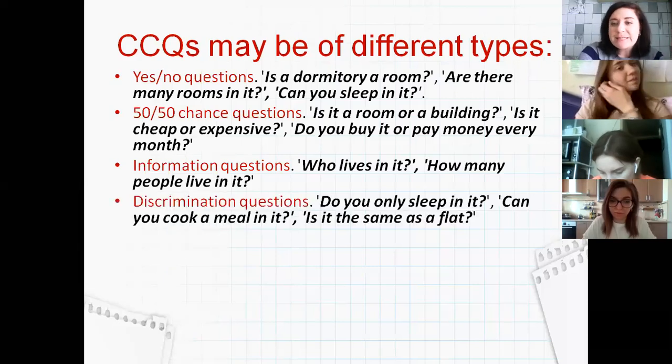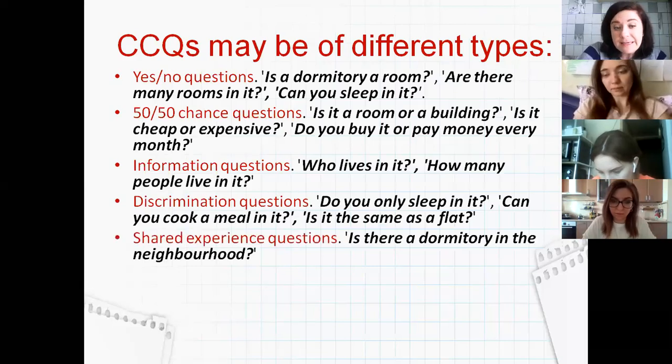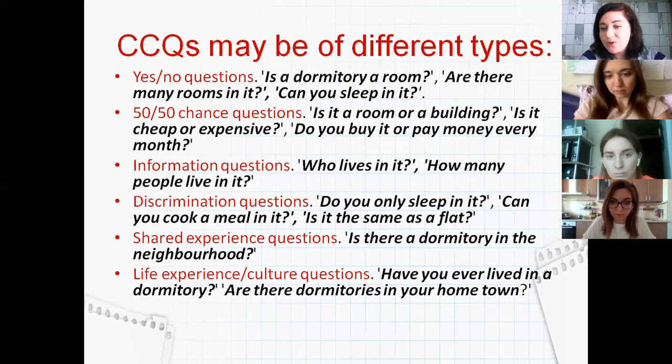It can be discrimination questions. For example, do you sleep in it? Can you cook a meal in it? Is it the same as a flat? And so on. It can be shared experience questions. It can be something like, is there a dormitory in the neighborhood? And life experience or culture questions. Have you ever lived in a dormitory, or are there dormitories in your hometown?